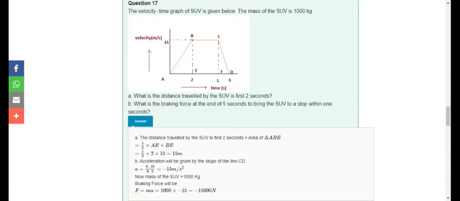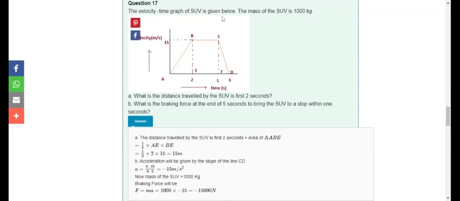In the next part, what is the braking force at the end of 5 seconds to bring the SUV to a stop within 1 second? So the force we have to find out. We know that force is equal to mass into acceleration. Mass of the SUV is given as 1000. We only need to calculate the acceleration in the last 1 second.